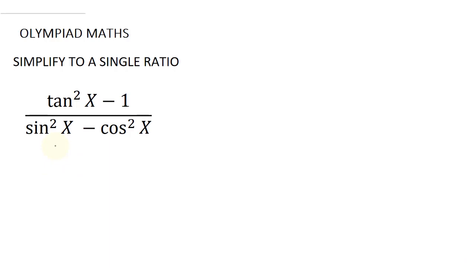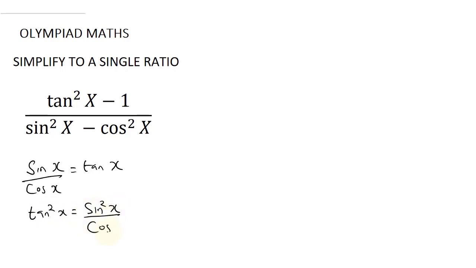The first thing I want you to know is, in order to solve this question, that sine x over cos x is going to give us what? Tan x. Therefore, tan squared x is the same thing as sine squared x all over cos squared x. So having known that, we are going to apply it into this equation.